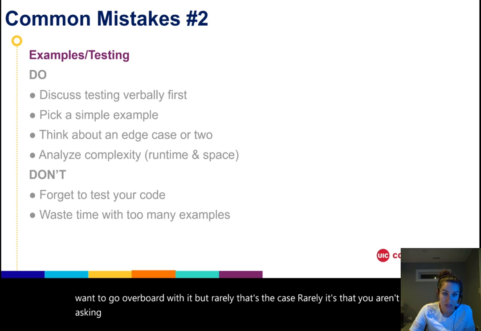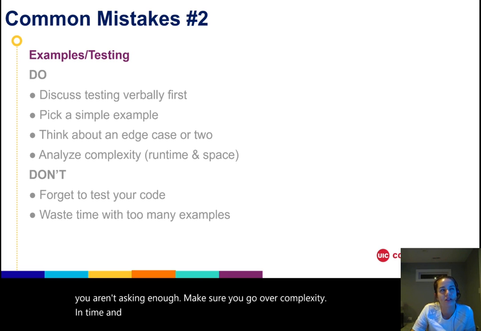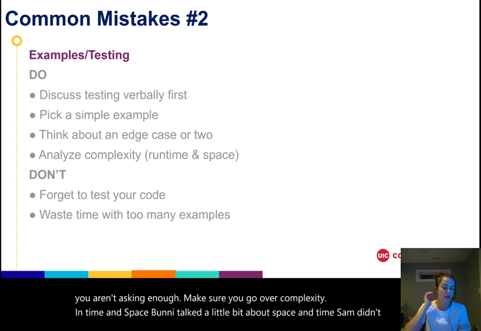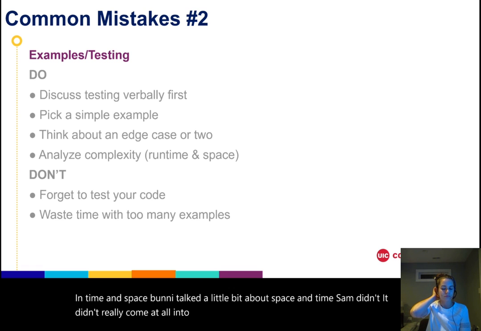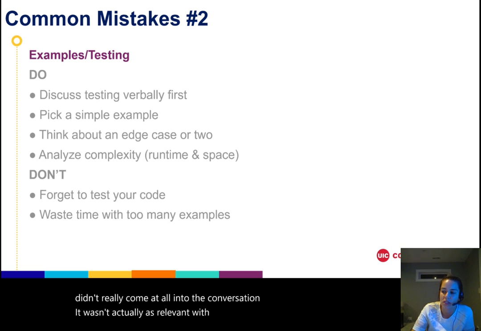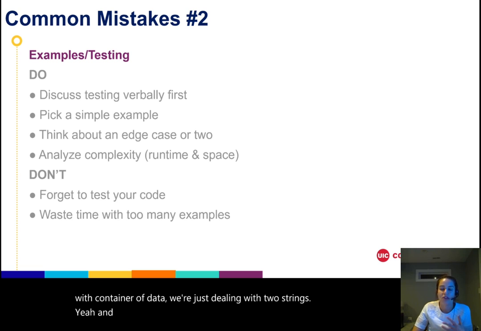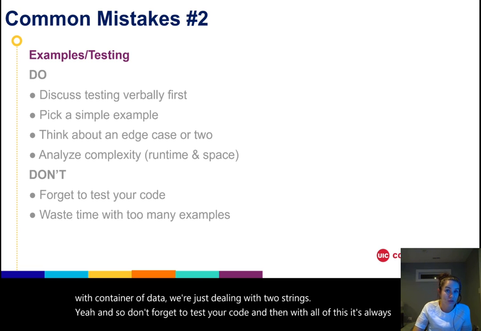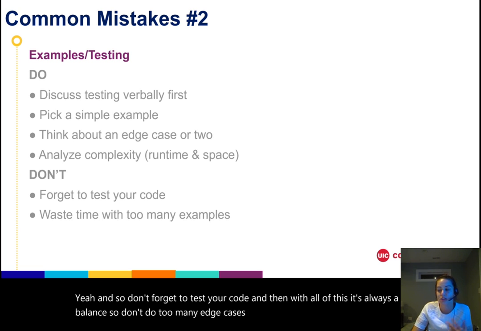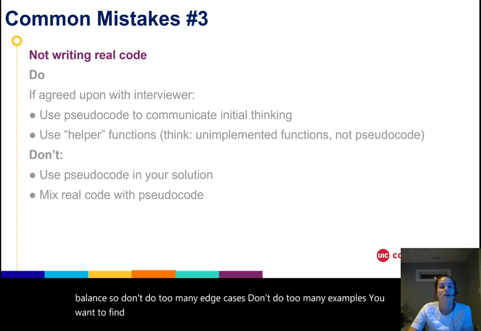Make sure you go over complexity, time and space. Buvni talked a little bit about space and time. Sam didn't. It didn't really come at all into the conversation. It wasn't actually as relevant with Sam's problem because we weren't dealing with a container of data. We were just dealing with two strings. And so don't forget to test your code. And then with all of this, it's always a balance. So don't do too many edge cases. Don't do too many examples. You want to find that nice balance.